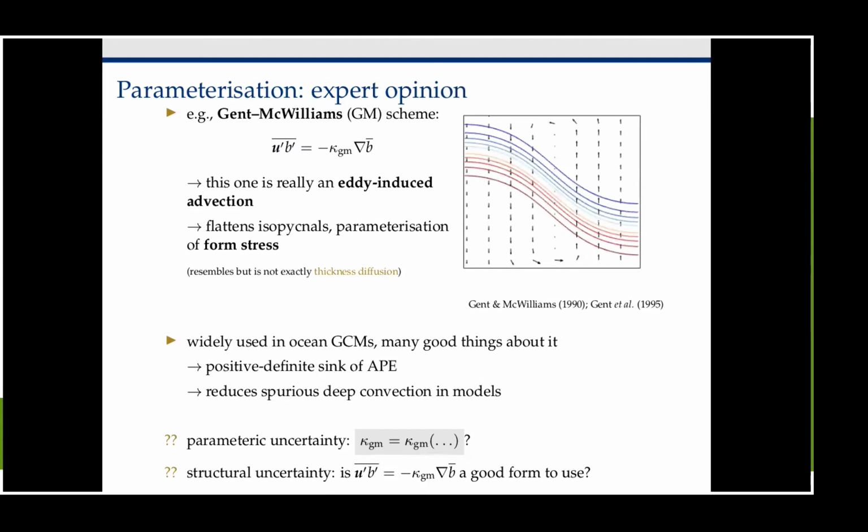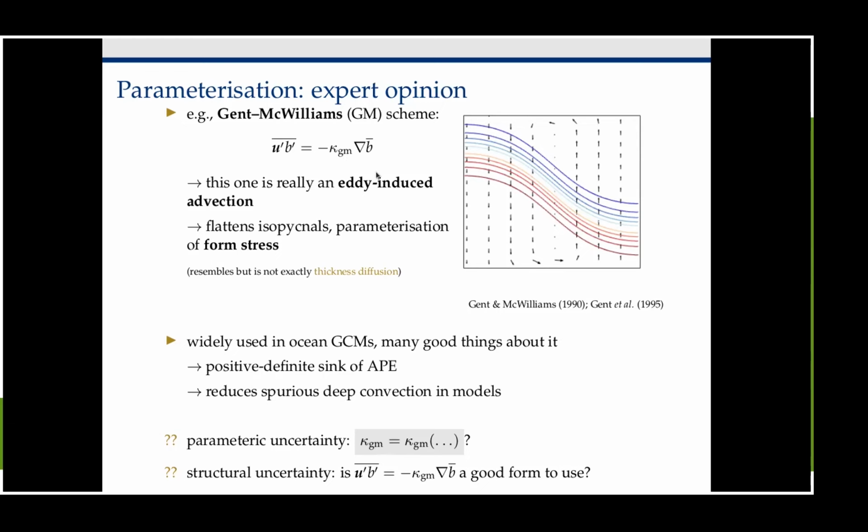So one example, given I talk about it, is the Gent-McWilliams scheme. The Gent-McWilliams scheme would be an expert opinion, deterministic type parameterization. What you do is you take what's called the buoyancy field. Buoyancy would be related to temperature and salinity in the ocean. You take a diffusive-like closure for this. So your uncertainty is now in the kappa, your parametric uncertainty.